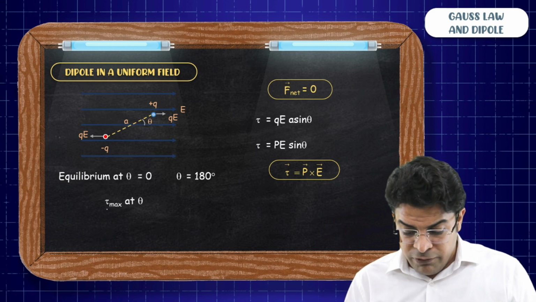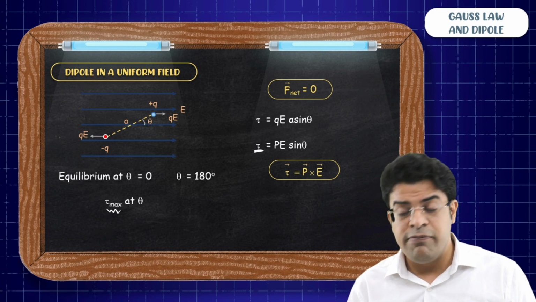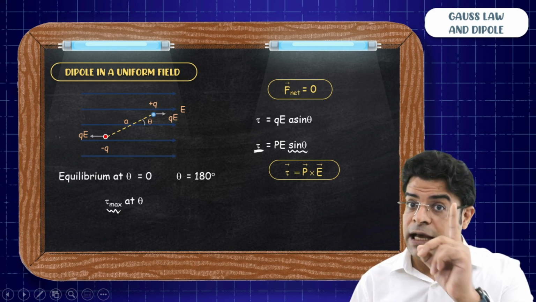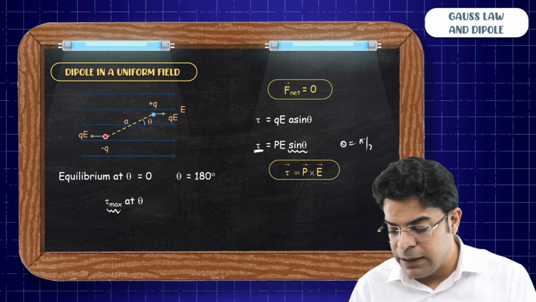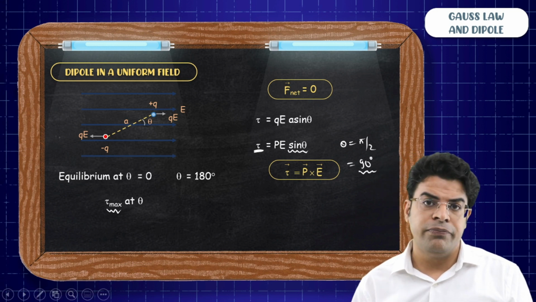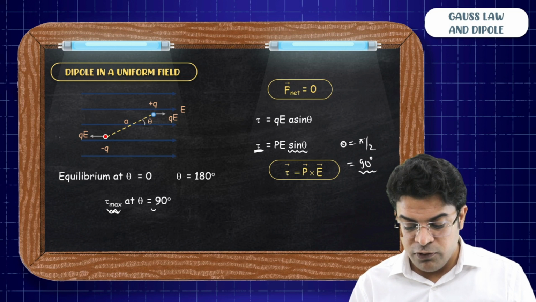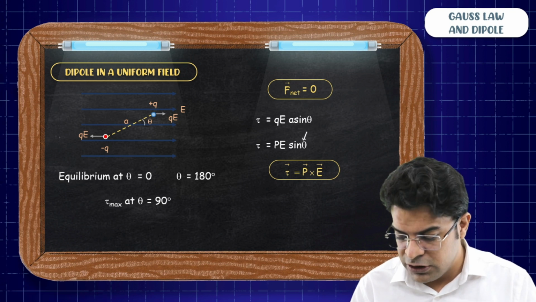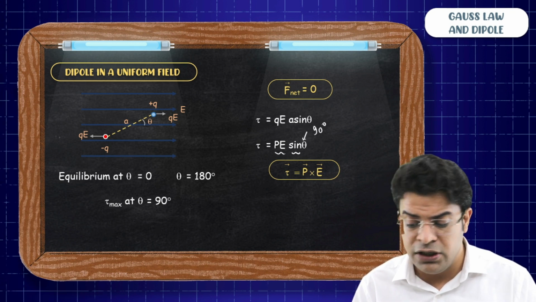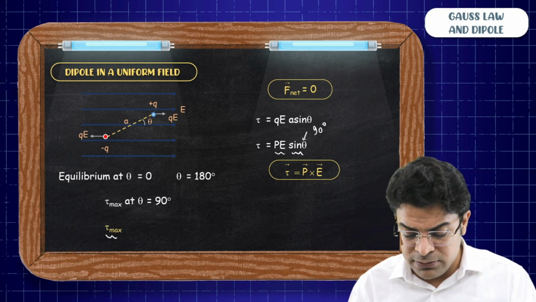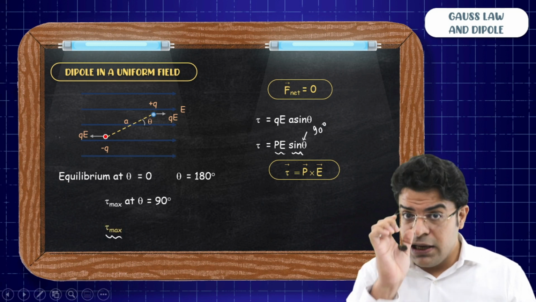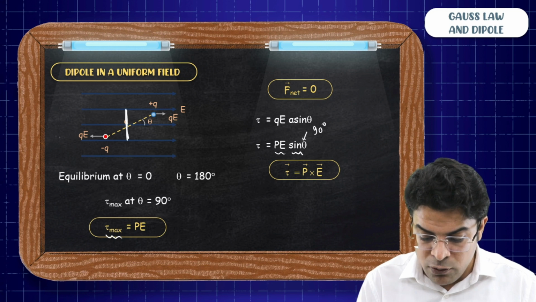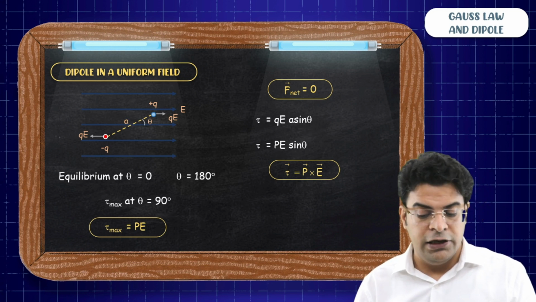Now, when is the torque maximum? The torque will have maximum value when sine theta is maximum. The maximum possible value of sine theta is 1, when theta equals pi by 2, or theta equals 90 degree. So the torque is maximum for theta equals 90 degree, and this maximum value is when you substitute theta as 90 degree. You simply get PE into sine 90, and sine 90 becomes 1. So the maximum possible torque acting on a dipole in an electric field equals PE. You get the maximum possible torque when the dipole is perpendicular to the field.